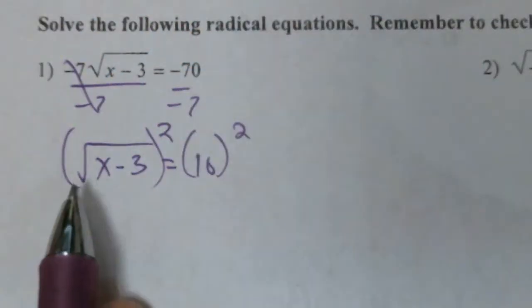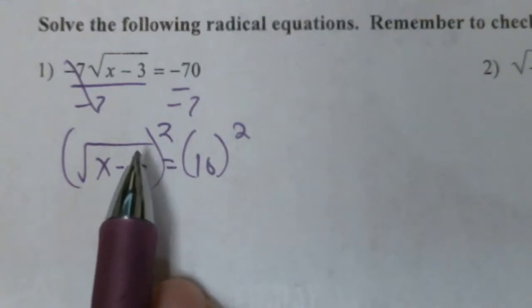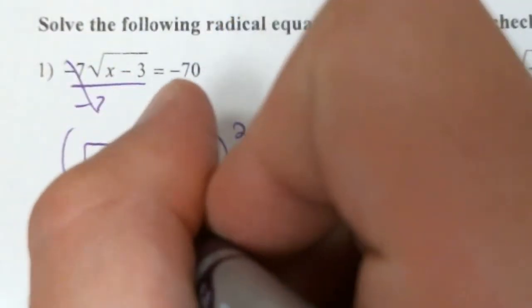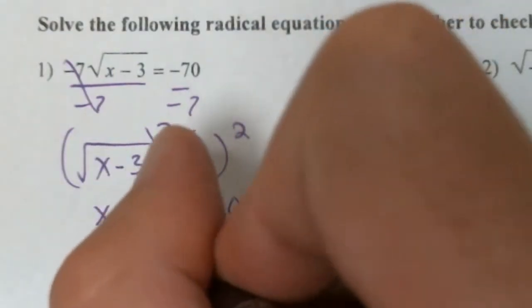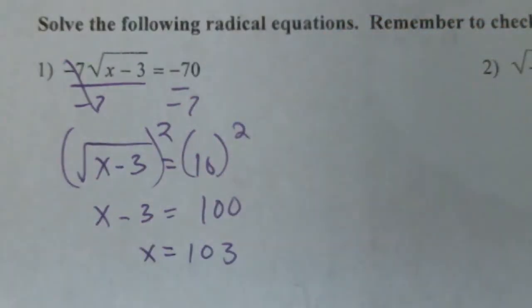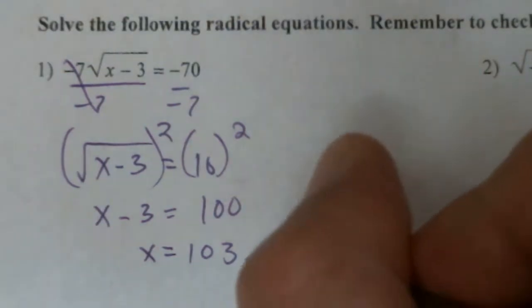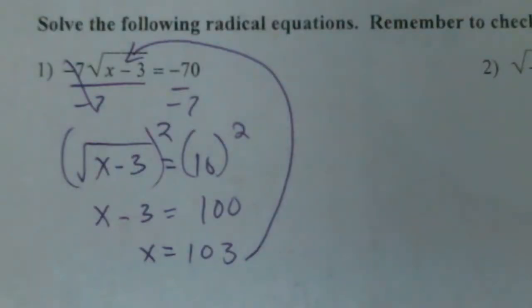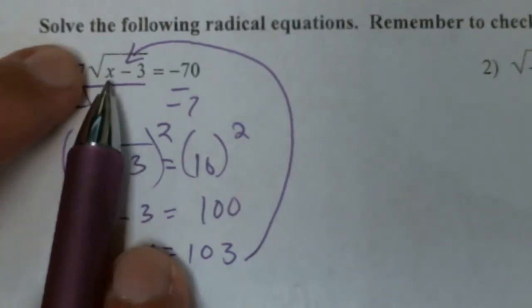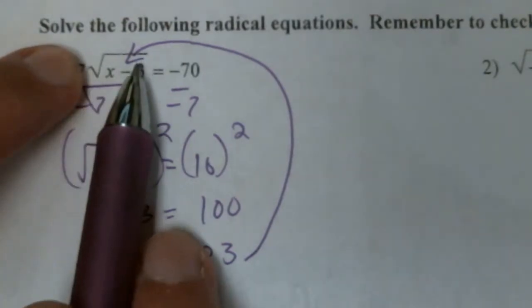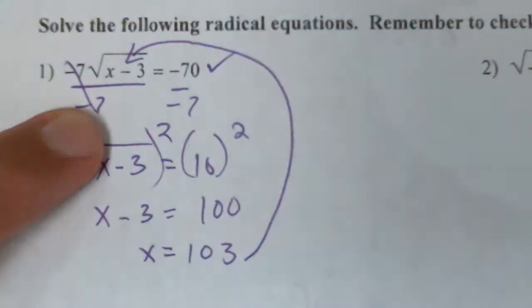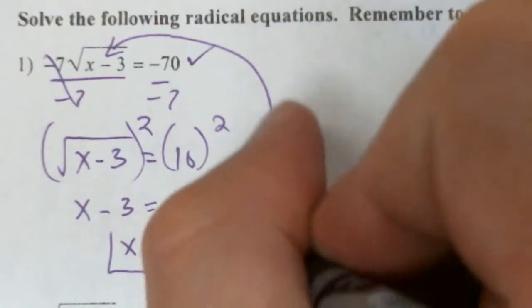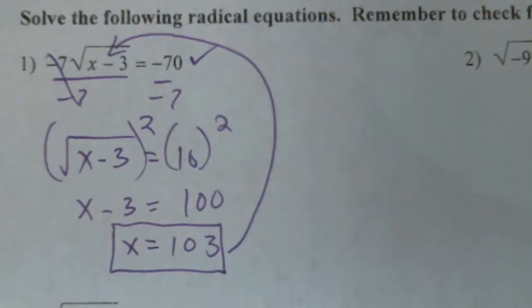Let's go ahead and square both sides. When I square the square root of something, they just cancel each other out. So on the left, I'm left with x minus 3, and 10 squared is 100. Add 3 to both sides, and x is equal to 103. But we've got to go back and check and make sure that this holds true. So if I plug in 103 minus 3, that's 100. The square root of 100 is 10. 10 times negative 7 is negative 70, so that checks out. So x equals 103 is our correct answer.